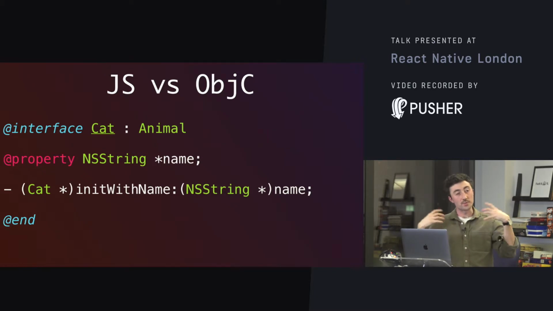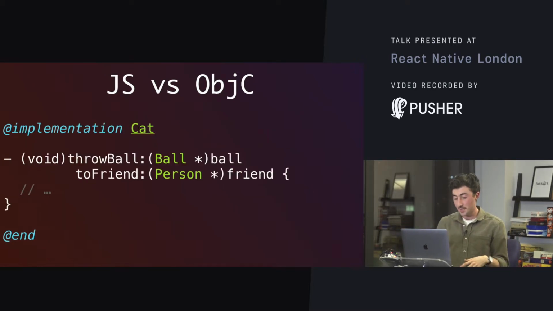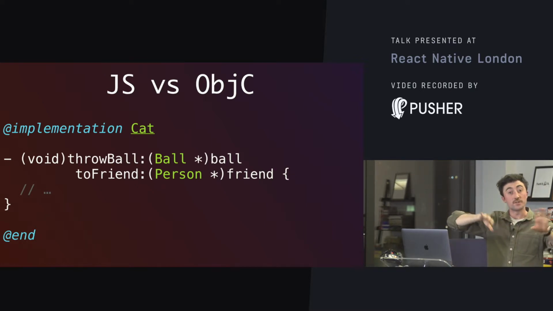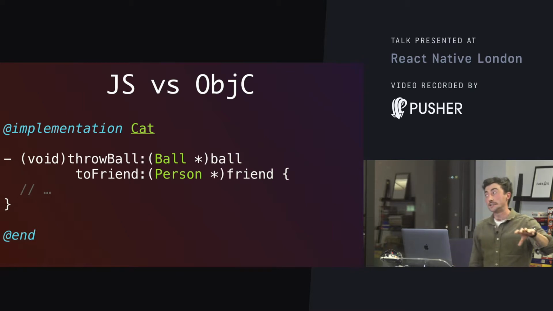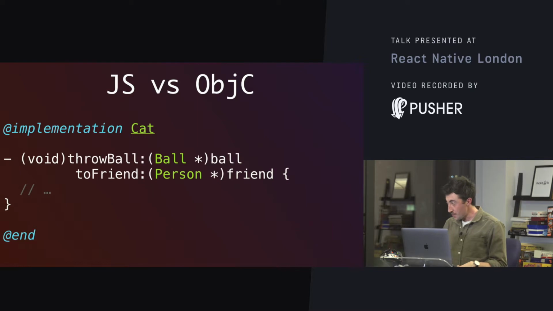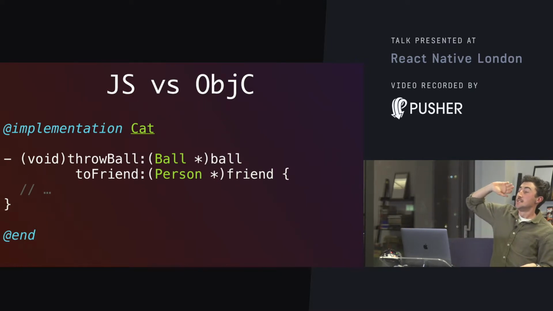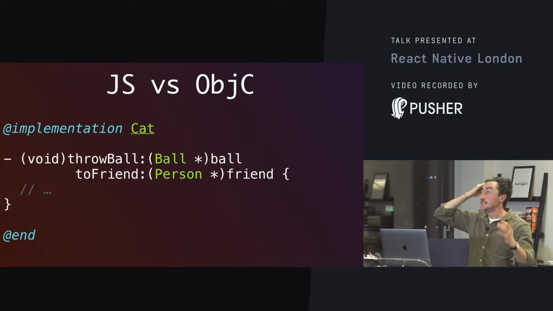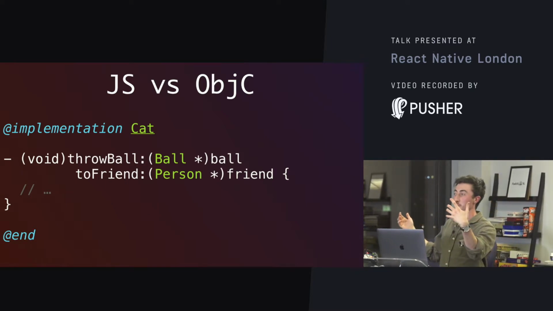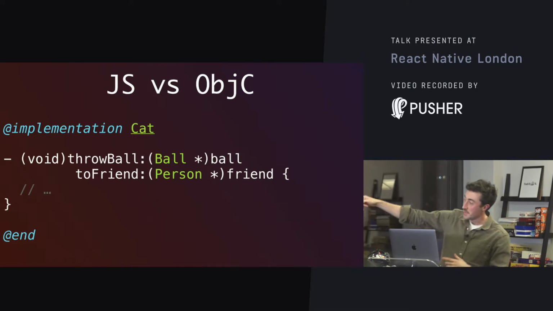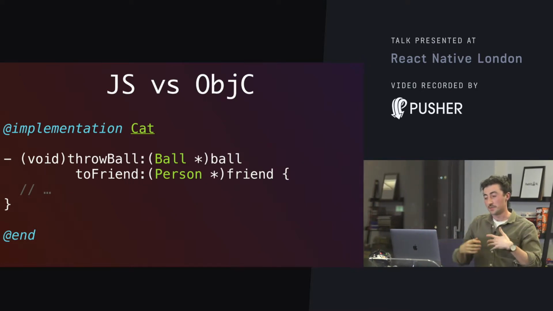Then when we want to implement things in Objective-C, we do it in an at implementation block. Usually these live in two different files. We have the .h file, the header, and then we have the .m file, the implementation. Here we're declaring a function that returns nothing, returns void. And we're throwing a ball, which is a thing of type Ball, to our friend, which is going to be a type Person, friend. And then within the curly braces, we do our stuff.